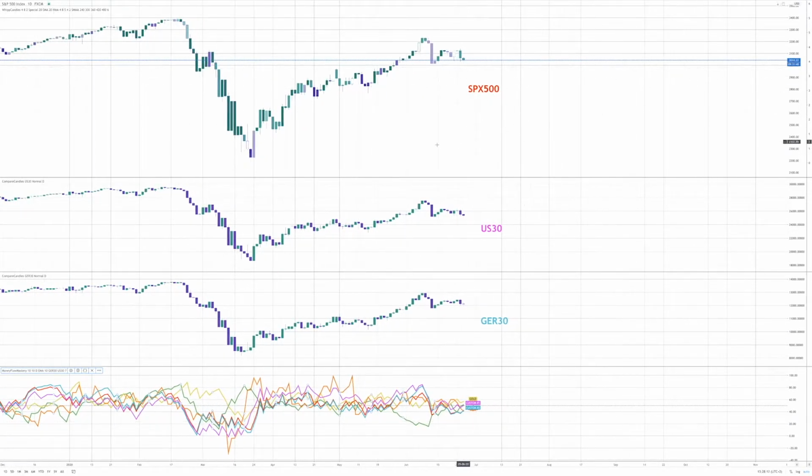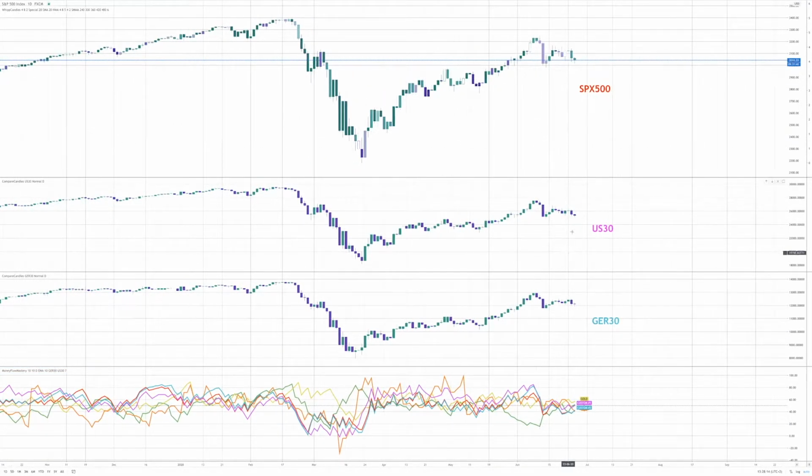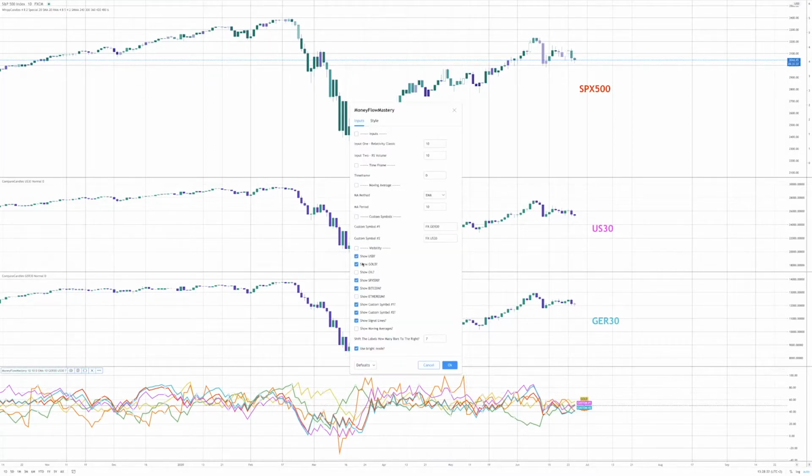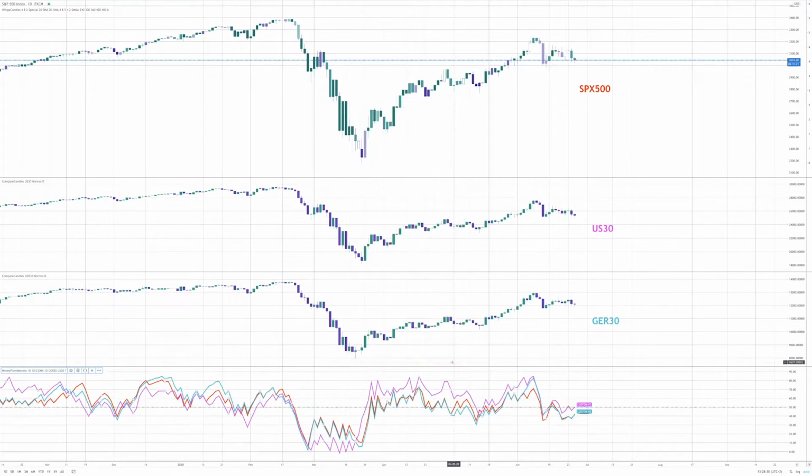So here we have the S&P 500 on top, the US 30 and the GER 30. And what we will do here for clarity, let's get rid of some of these. So let's get rid of US dollar, let's get rid of gold, let's get rid of Bitcoin, and let's just have the S&P, the DAX, and the Dow Jones up and running. Okay.